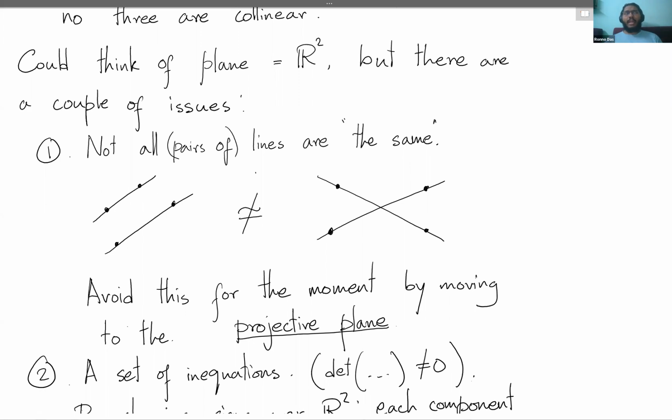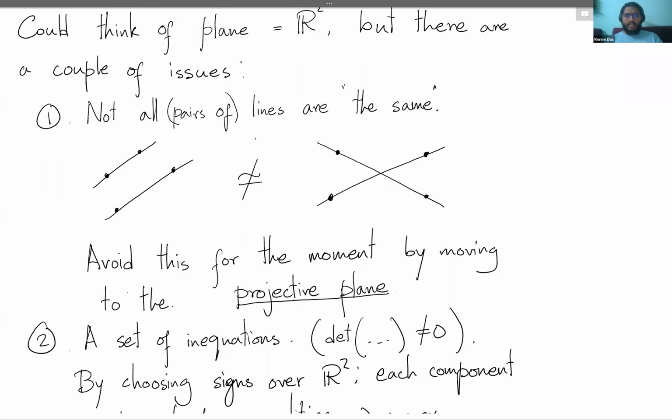This doesn't quite eliminate all these issues. You're still going to have that triples of lines are not all the same. And that's a fundamental problem that we cannot really escape in our results. I'll talk about that at some point. But for now, let's just avoid issues by going to the projective plane.